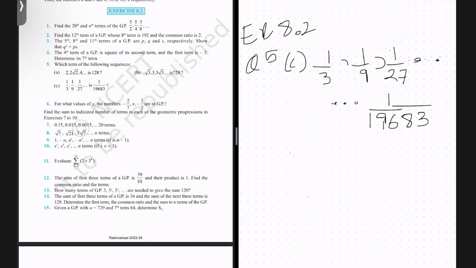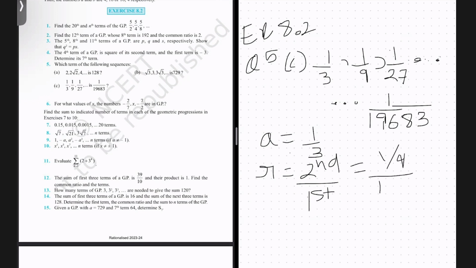And let us write down the information that has been given to us. So a has been given to us as 1 by 3. The common ratio r can be found out by dividing the second term by the first term. Doing that, we have 1 by 9 divided by 1 by 3. And now, doing that, the common ratio that we find out is 1 by 3. Correct?